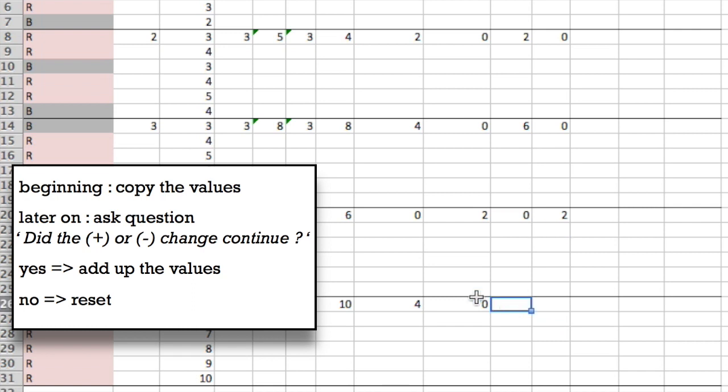Now here, did the negative change continue? No, because it went from 6 to 10, and there was now a positive change. So reset, so here's 0, and so 4, and copy the value 4.